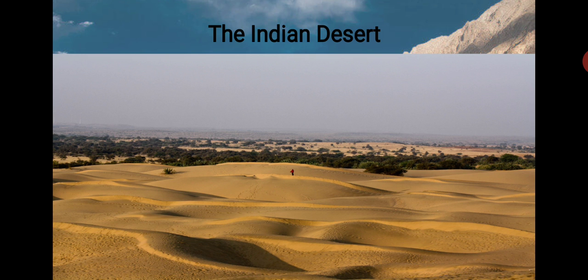It is also famous for inland drainage. Luni is the only large river of this desert. Naturally, it has very little vegetation.